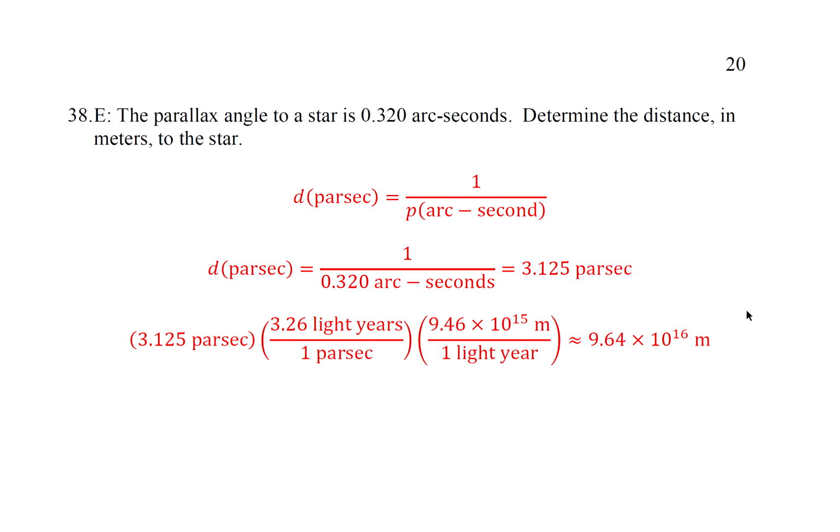Question 20. The parallax angle to a star is 0.320 arc seconds. Determine the distance in meters to the star. So we're going to convert parsec to meters.